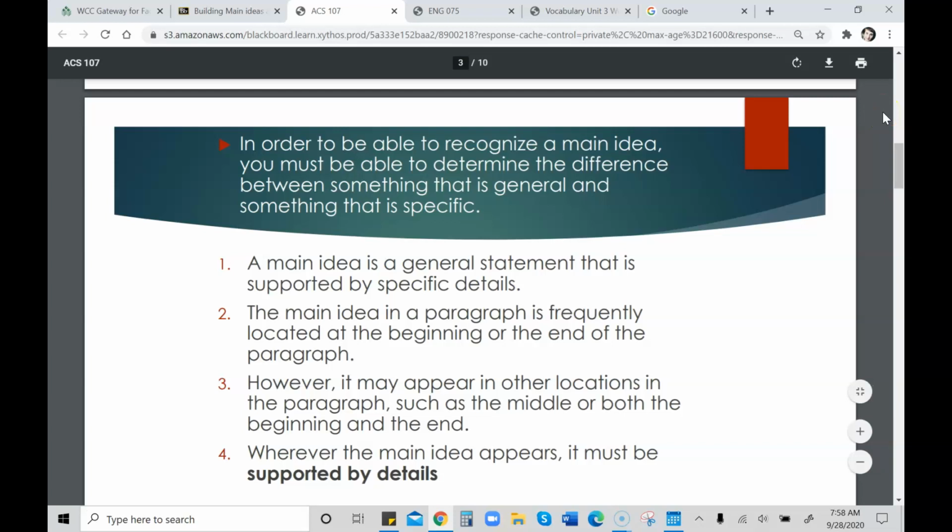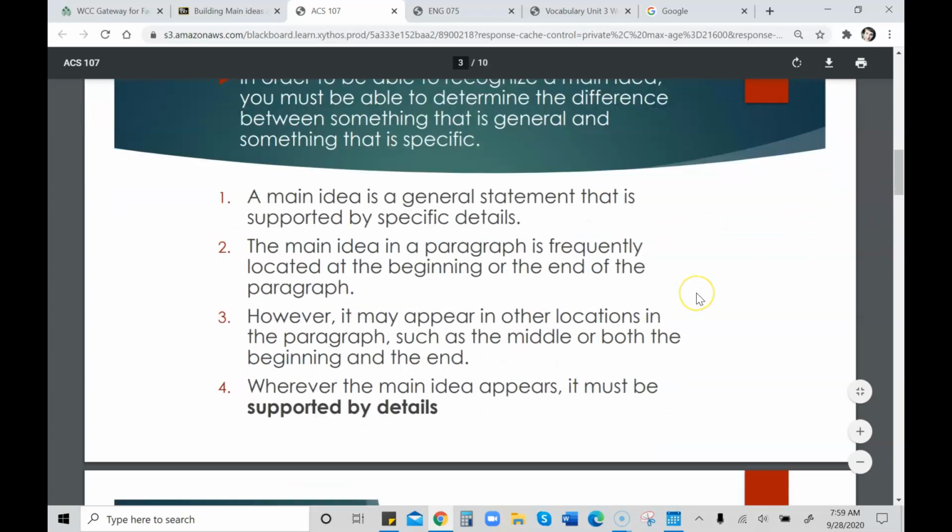So how do you recognize your main idea? You have to be able to determine the difference between something that is general and something specific that we talked about in the last video. So again, the main idea is going to be that general idea statement or general opinion, and then you're going to have those specific details or reasons that focus on it. Again, location matters. The main idea is generally going to be at the beginning of a paragraph or something close. It could appear in other locations, and it really depends on the type of writing that's being done. But for what we're looking for, we're really looking for it near that beginning. And then if that's the main idea, you will find that it will be supported by the details that follow.